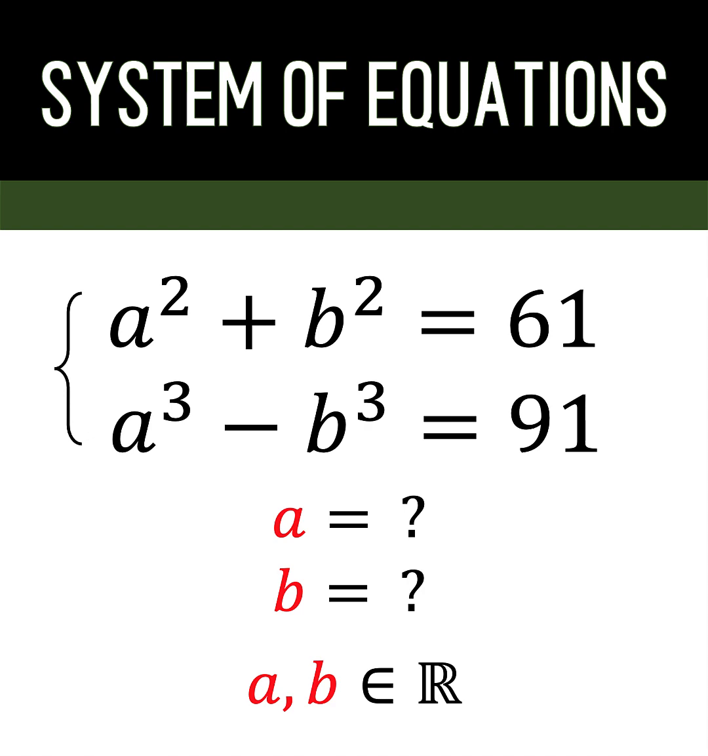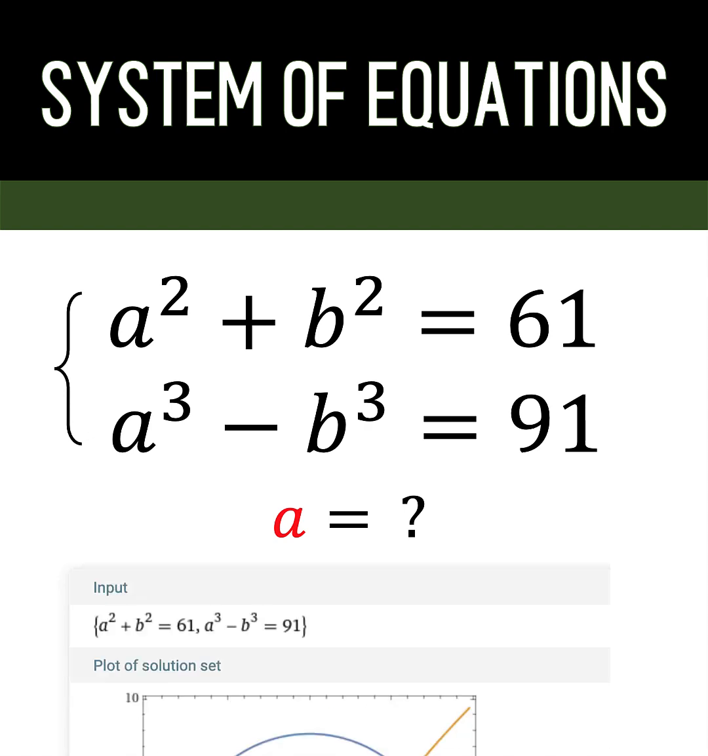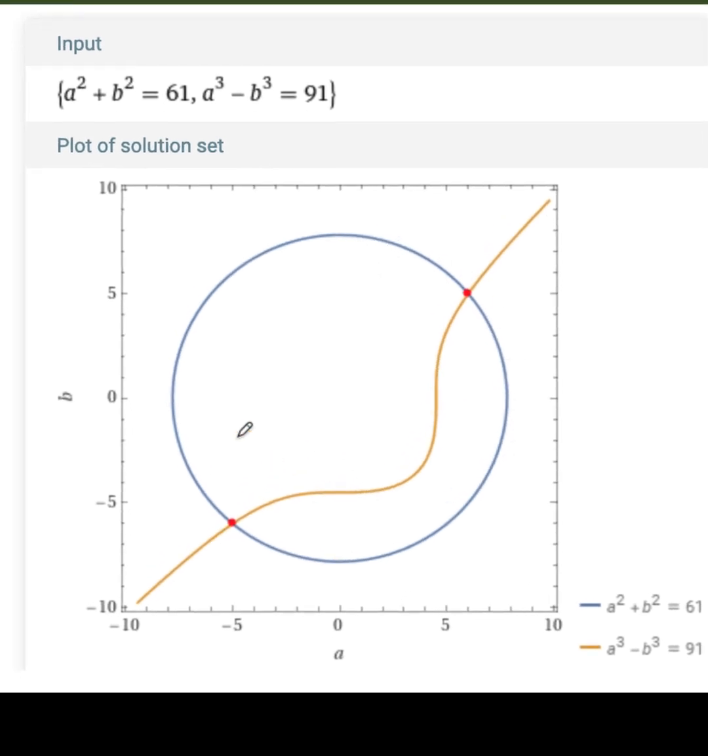Now let's solve this problem together. Let's begin by visualizing the graphs of these two equations. This blue circle is the graph of a squared plus b squared equals 61, while this orange curve is the graph of a cubed minus b cubed equals 91. To solve these two equations simultaneously means we are looking for the coordinates of the points of intersections.